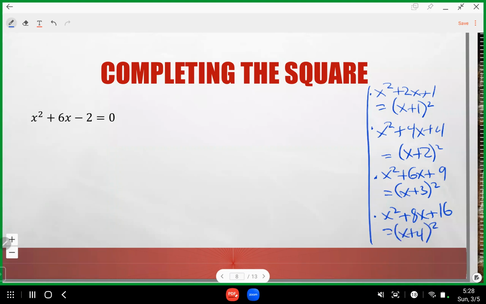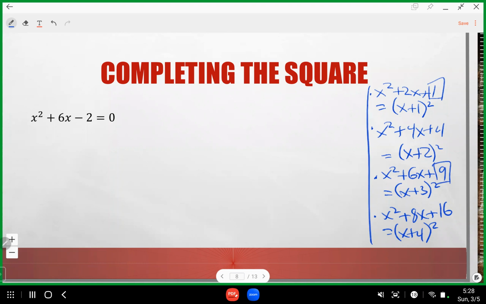From here we can observe a pattern. What is 1? 1 is the c term. And you notice that in each of these perfect squares, the c term is exactly half of the b term, squared. So 1 is equal to 2 over 2 squared. And you see here 4 is 4 divided by 2 squared. In x plus 3 squared, the c term is 9, and that's 6 over 2 squared, 3 squared, right?